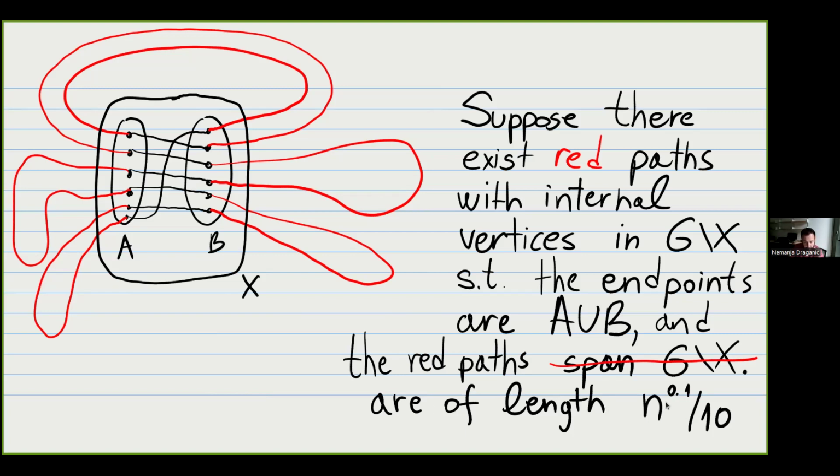Okay, and just to give some context, recall that the size of A was n to the 0.9. So the red paths will span a linear fraction of the rest. Okay, so this times this, so we'll have a fraction 1/10 vertices covered by those red paths. Okay, so this is what we can do. This is what we do as a first step.